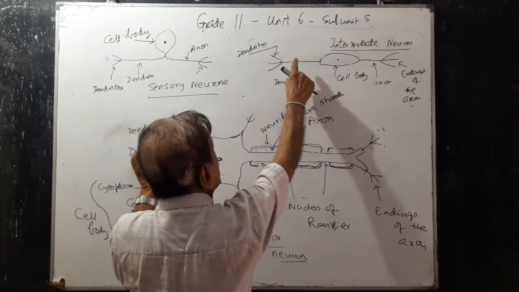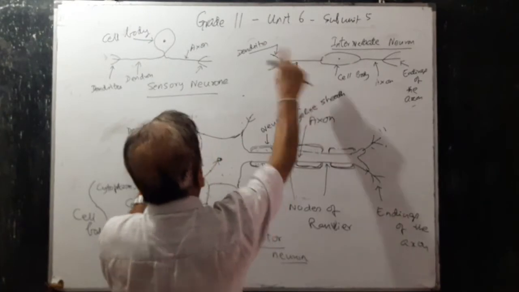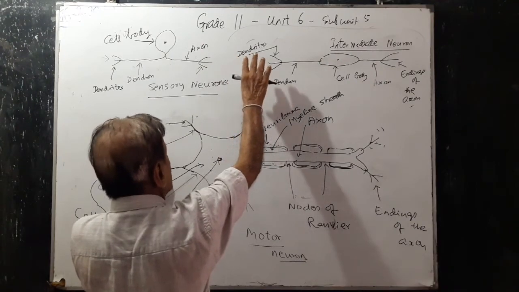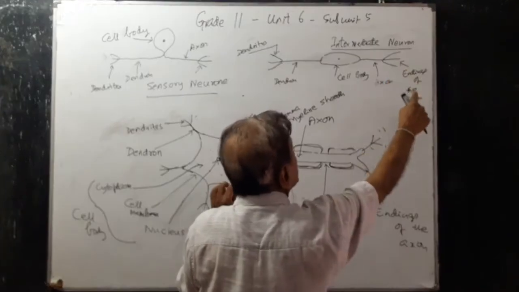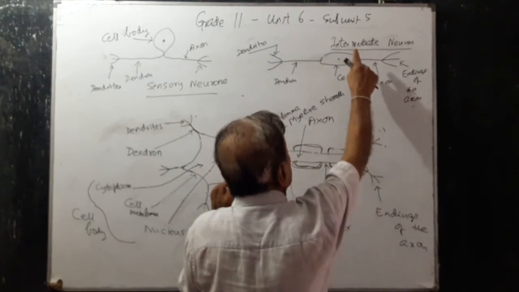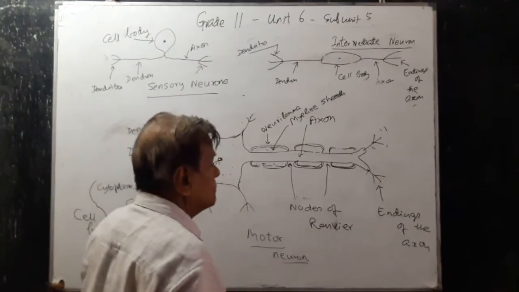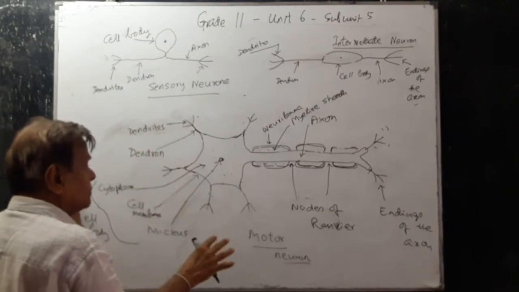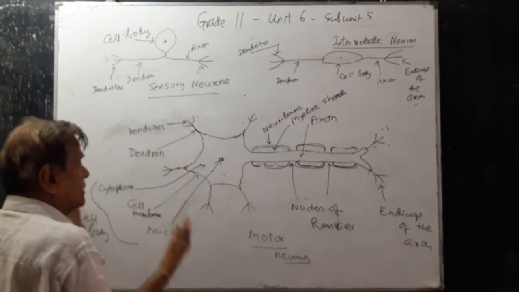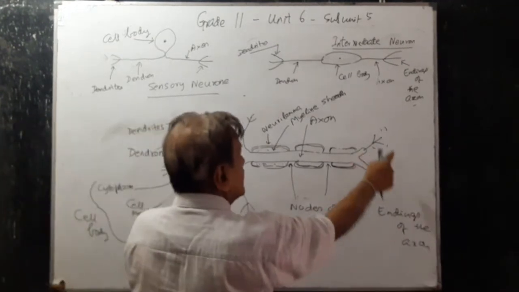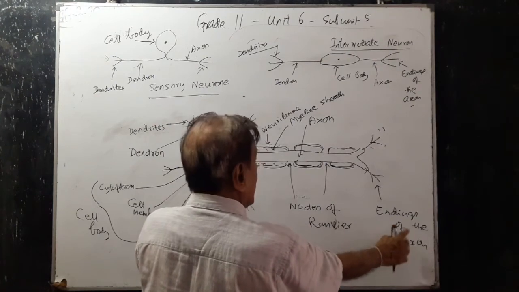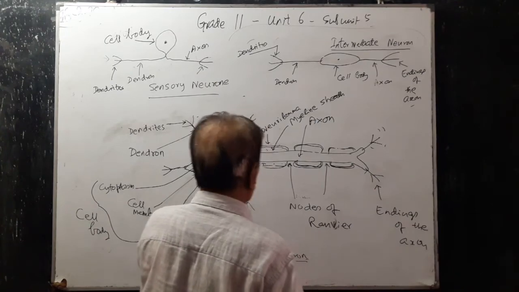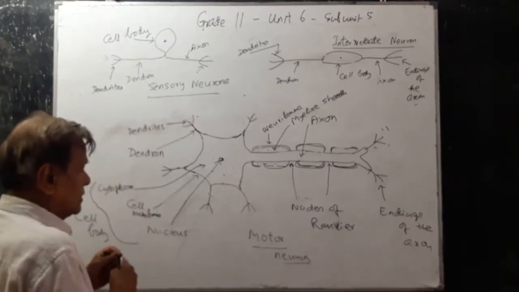Dendrites of the intermediate neurons and endings of the axon are present in the central nervous system, and endings of the axons of the intermediate neurons are also present in the central nervous system, and dendrites of the motor neurons are also present in the central nervous system, and endings of the axon are present in the effectors, in the muscles or in glands actually.